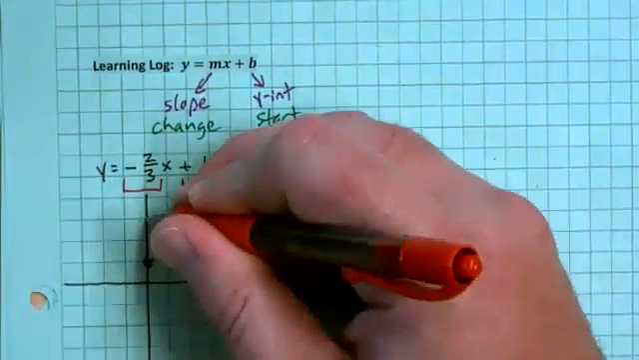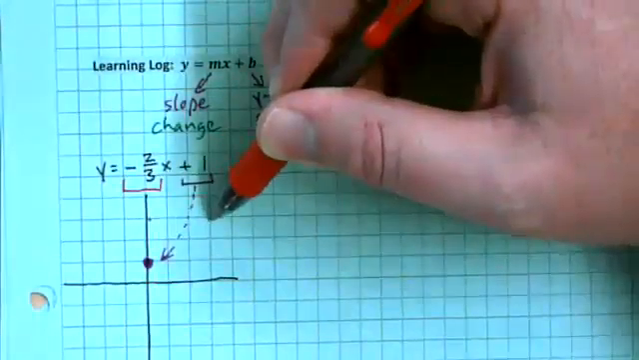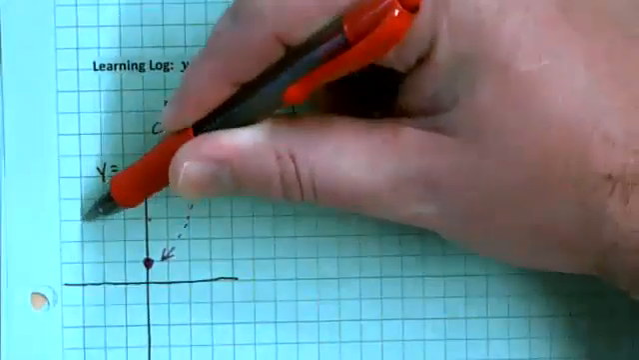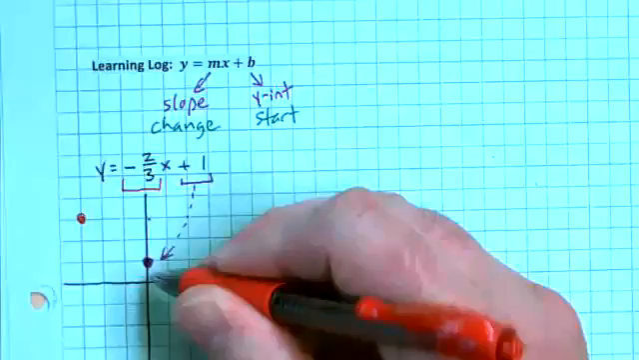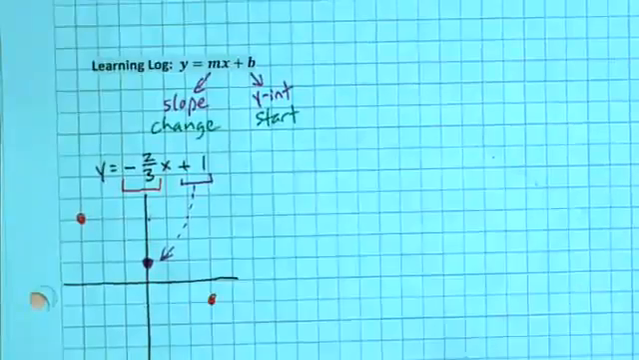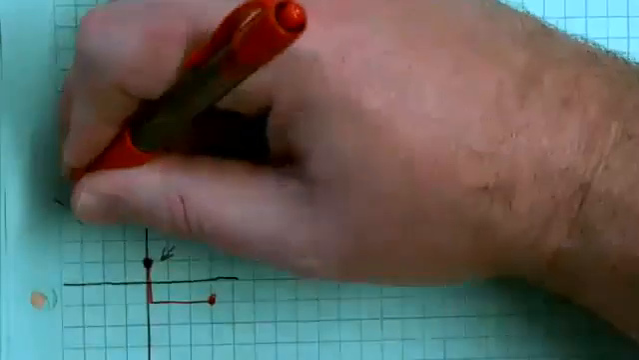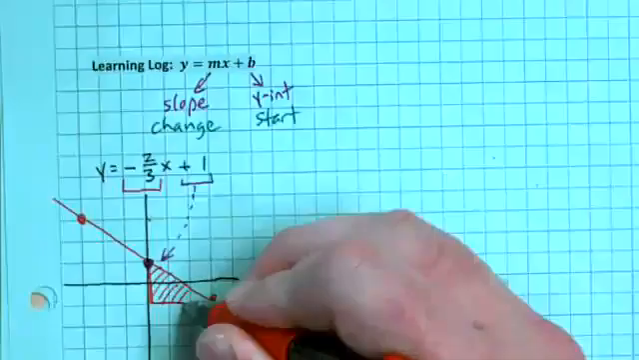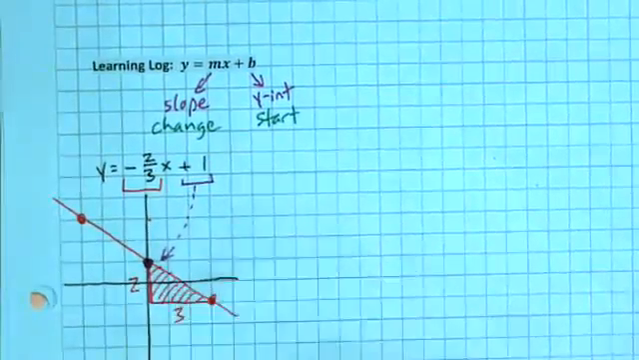So if I go up 2, now I have to choose which way to run. Do I want to go 3 this way? Is that going to give me a negative slope? No, that would be a positive slope. So what if I did up 2 and over 3 this way? Is that going to give me a negative slope? Yep. So that would be one of my points. Or I could go down 2 and over 3 this way. And I'll go ahead and draw my slope triangle here and label that, just to give myself a reminder later for when I forget exactly how to do this. So this was my 2/3 here.